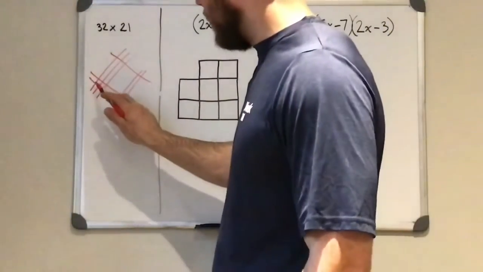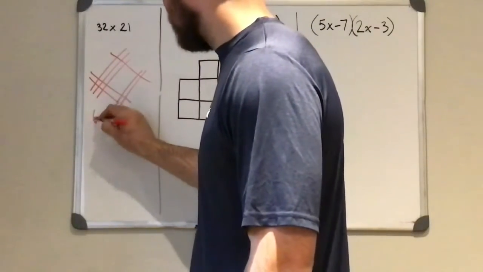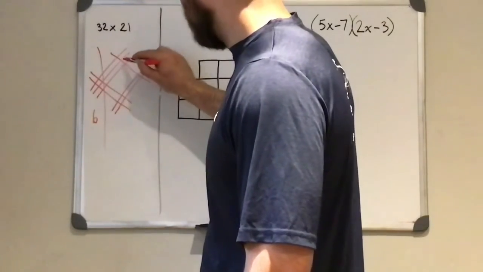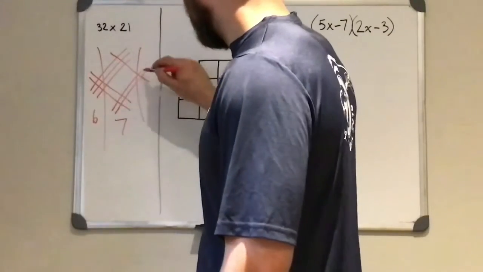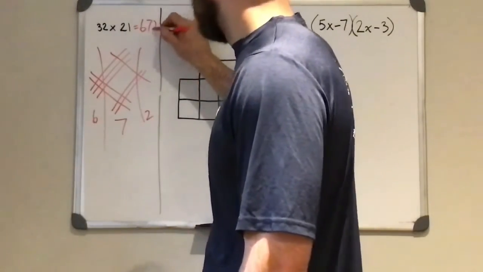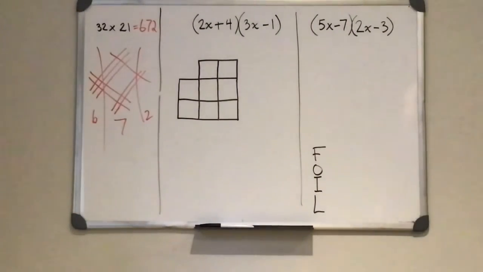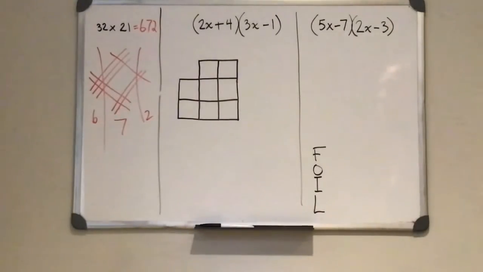If I count how many times the sticks cross, there's a 6 here. So that's this part here. 1, 2, 3, 4, 5, 6, 7. And here there's 2. So it's just kind of a neat way to multiply. It kind of ties in a little bit, but it's not something we need to focus on moving forward.